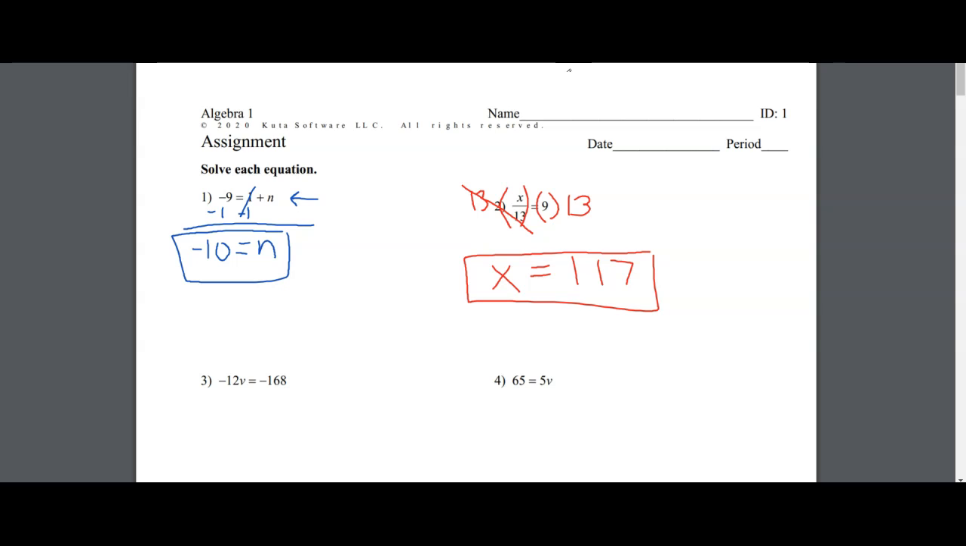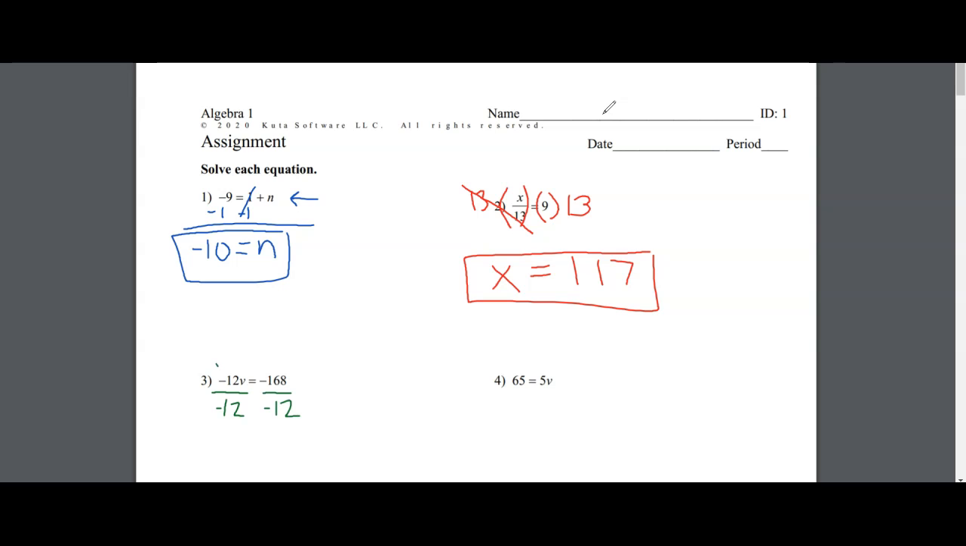Next one we're doing is 3. We have negative 12v is equal to negative 168. So we have v being multiplied by negative 12. Well, we just said for number 2 that the inverse of division was multiplication. That also means the inverse of multiplication is division. So I need to divide both sides by negative 12. Don't just divide by 12, because you have to simplify the negative as well.